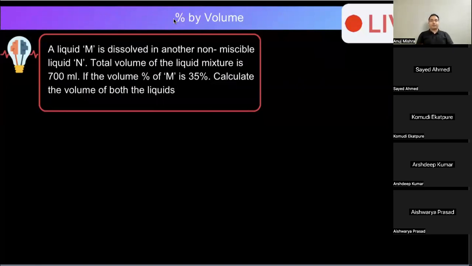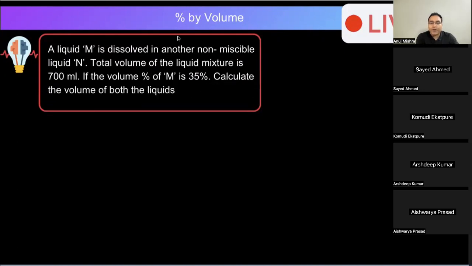Now read this question. A liquid M is dissolved in another non-miscible liquid N. Total volume of the liquid mixture is 700 ml. If the percentage volume of M is 35%, calculate the volume of both the liquids. It's a very simple question, and I will not help you in this. I expect that you will solve this question yourself. Let's see. Can you do that? Try. Read it. It is simple.